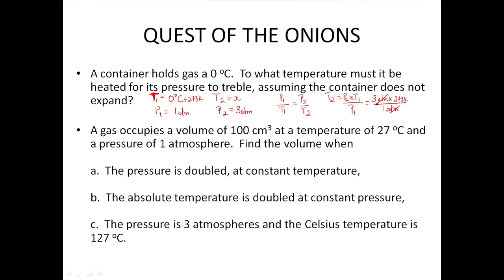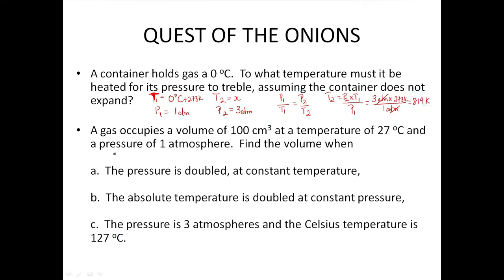So 3 times 273, 819. So that'll be equal to 819 kelvins.